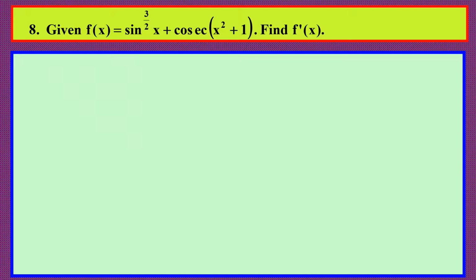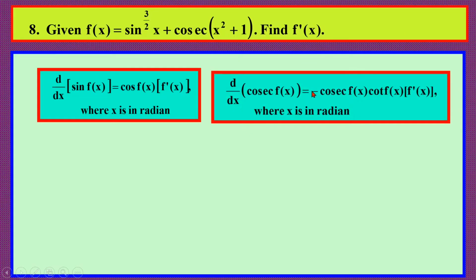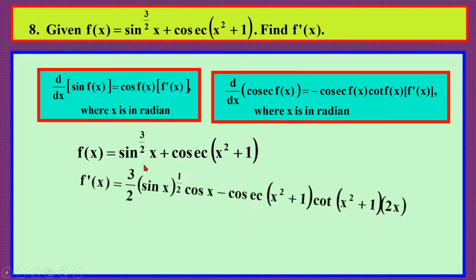Okay, let's look at question number 8. In question number 8, given to you is sine to the power of 3 over 2x, which transforms using this formula. And the second one is cosecant. So it will be transformed into this formula. Now what will happen is I need to deal, because the index is for the sine, so I'm going to deal with it as a composite.